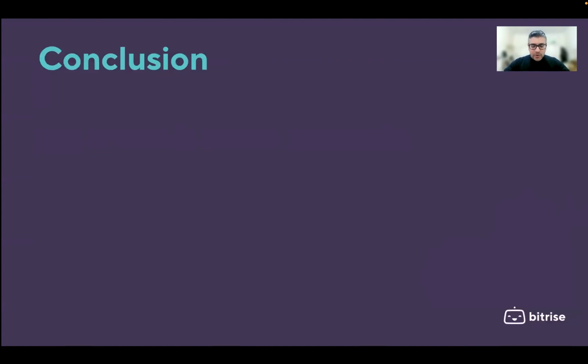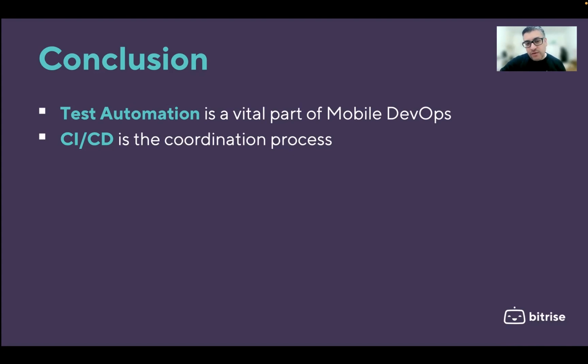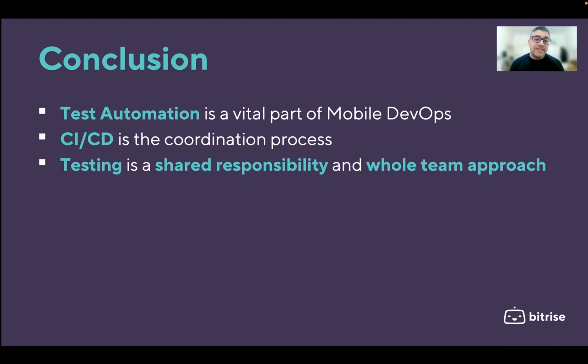So the conclusion at the end, we learned today that test automation is a vital part of mobile DevOps. CI/CD, continuous integration and continuous delivery, is a coordination process for handling our DevOps processes. And testing is a shared responsibility and a whole team approach. So these are mainly the three things that we learned today. And also we learned different tools, how we can scale up and how we can run our test cases on different devices in parallel at the same time.